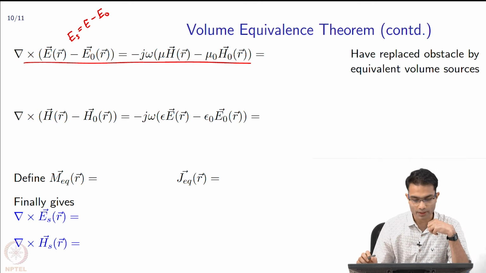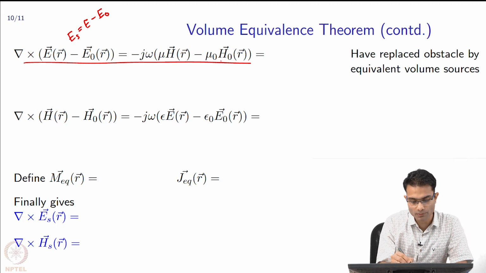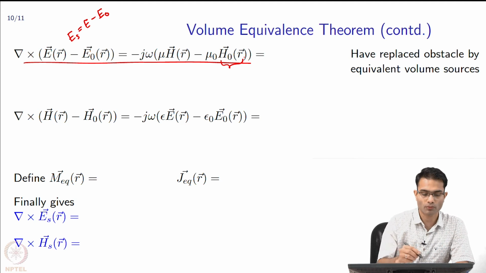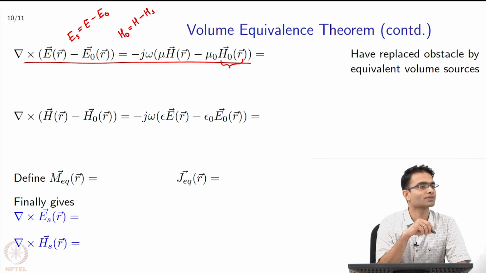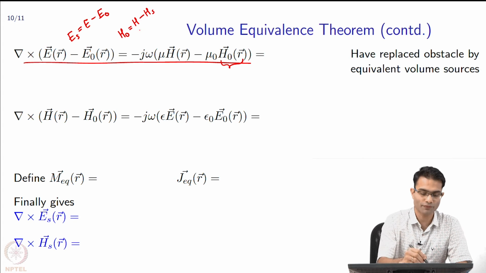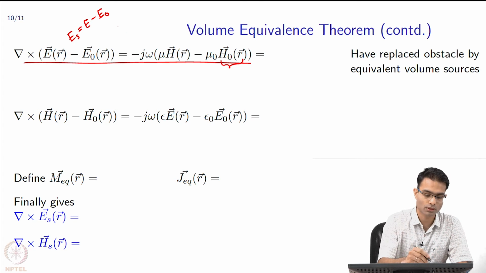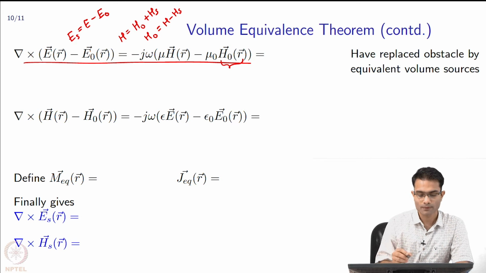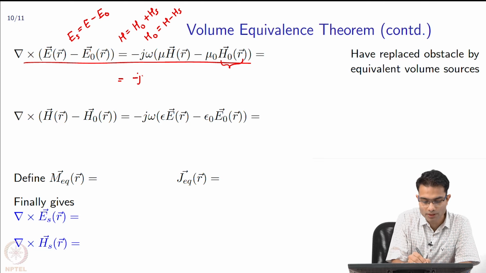So, what I can do is this term over here, H naught. Can I write H naught in this form? The total field, if that is not clear, we can say that the total field H is the sum of H naught plus H s. So, H naught can be written as H minus H s. Sure. So, this term over here can be simplified as minus j omega mu H minus mu naught times H minus H s.